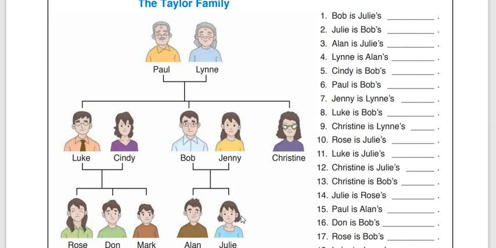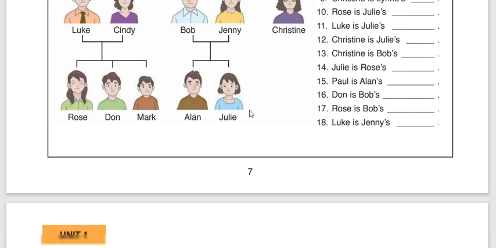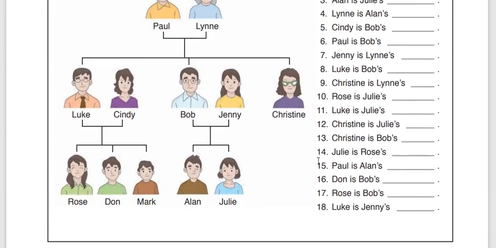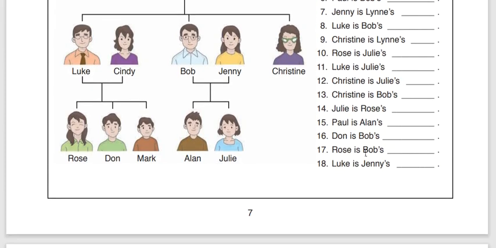Alan and Julie, they are siblings. Okay, Alan is Julie's brother. Okay, this is how you have to solve the exercise. You have to match the relationship of the family members one to the other. Okay, so let's move to the next one. If we do this here, it would be a very long video, so I don't want to make it longer. Let's move to the next one.